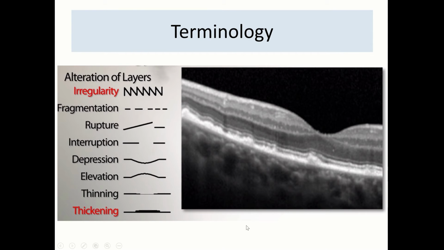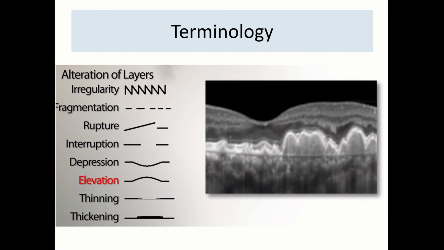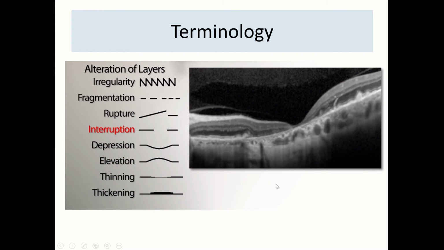So if we look at the slide over here, the two things being highlighted are thickening and irregularity of layers. These are drusen which are producing irregularity, and along with that the drusen are producing thickening of the pigment epithelium as well. Then you come to elevation. Here these are drusenoid PEDs, in which you see elevation of the retinal pigment epithelium, and along with that the other layers of the retina. Here you can see there is an interruption of the retinal layers in the center because of foveal atrophy.